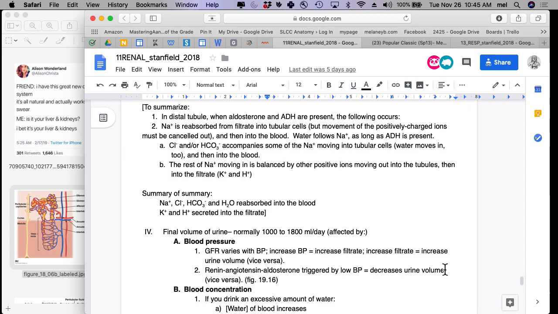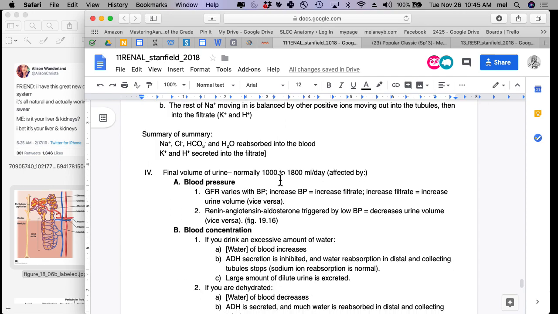So water will follow sodium as long as ADH is present. In the distal convoluted tubule, sodium is reabsorbed, and chloride and bicarbonate are reabsorbed. They follow the sodium in. The rest of the sodium moving in has to be balanced by swapping it for another positive. So I'm going to move sodium in. I'm going to follow it with negatives, or I'm going to swap it for another positive. And then I end up keeping the electrochemical gradient that I wanted.